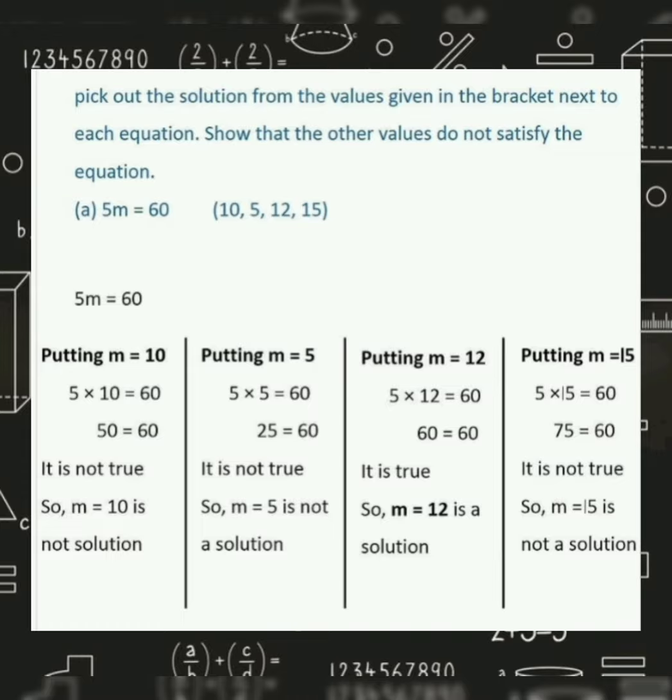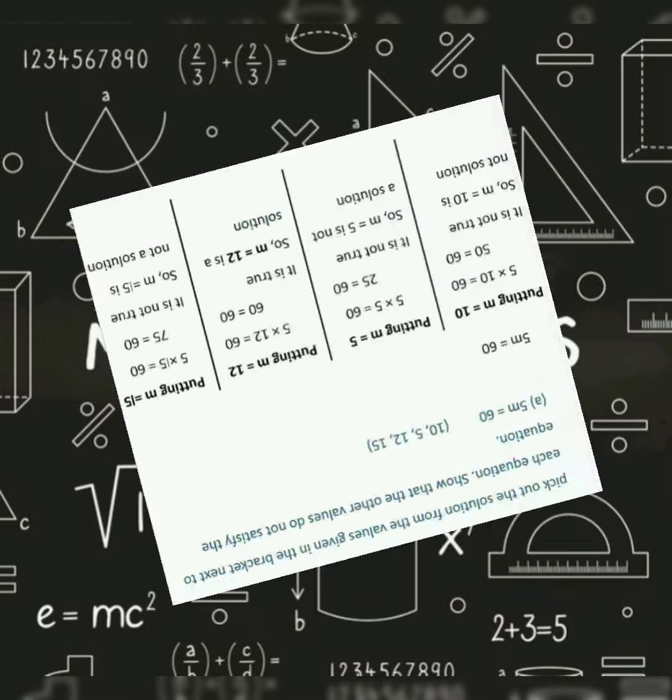Putting m is equal to 12, 5 into 12 is equal to 60, the left hand side. The right hand side also it is 60, so 60 is equal to 60 is true. So m is equal to 12 is the solution for the equation 5m is equal to 60. Then substituting m is equal to 15, 5 into 15 is equal to 75, which is not equal to 60. So m is equal to 15 is not a solution. The solution for the equation 5m is equal to 60 is 12.